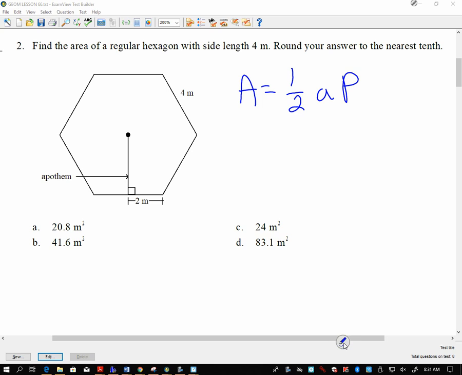Now, can we find the length of the perimeter? What do we do to find the perimeter? 4 times 6. Very good. What's 4 times 6? All right, so we know we've got a 24 here. We know we have 1/2. We just need to find the apothem. Okay, what we can do is complete a triangle.